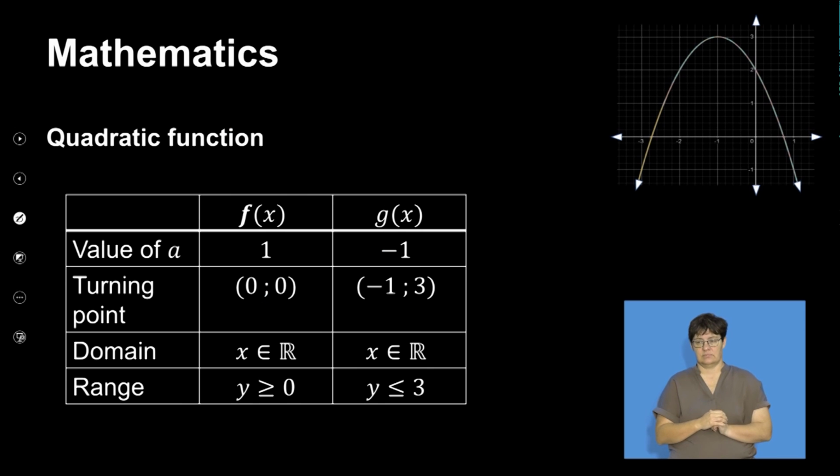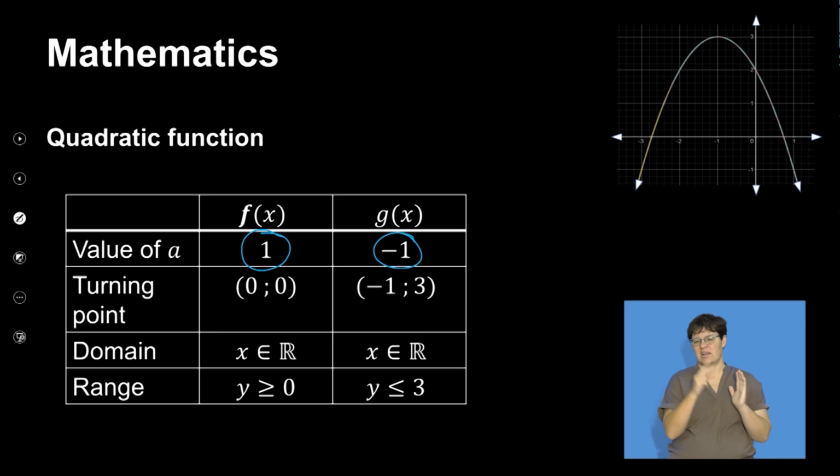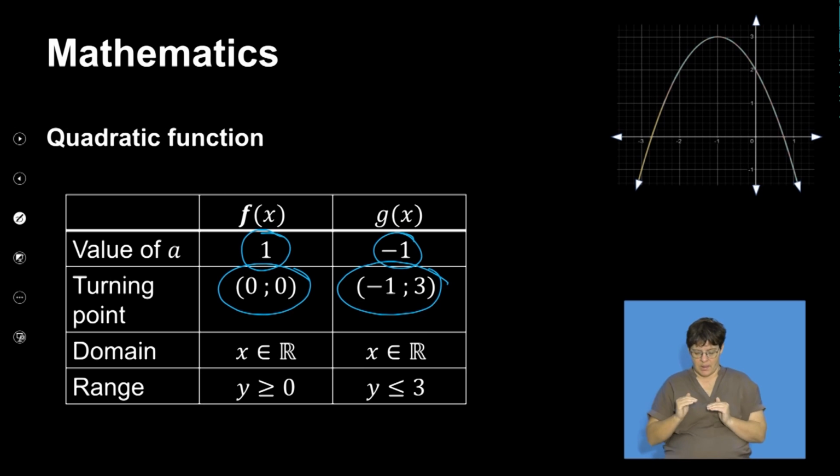Just to summarize what we know about these two functions, the value of a for f of x was 1, and the value of a for g of x is now -1, because it was reflected about the x-axis. The turning point was at (0, 0) for the graph of f of x, and for the graph of g of x, it was moved 1 unit to the left, so the x value is now -1, and it was shifted 3 units up, so the y value is now +3.